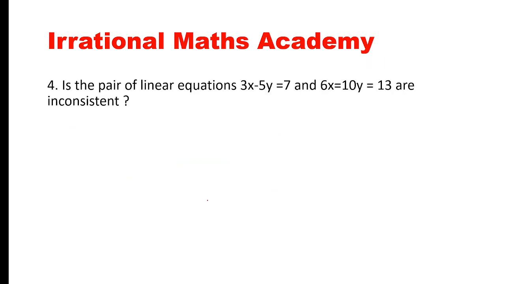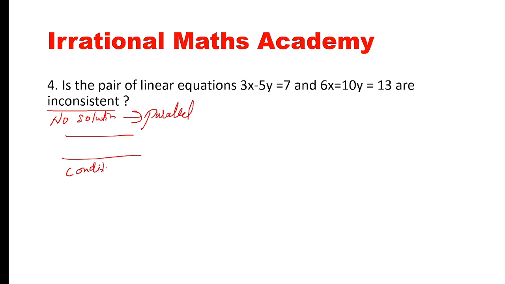Is the pair of linear equations consistent or not? I just told you before, sorry, inconsistent means no solution. For which case will we get inconsistent? Parallel lines, because they never meet at any point. And what is the condition for this one? A1 by A2 equal to B1 by B2 not equal to C1 by C2.